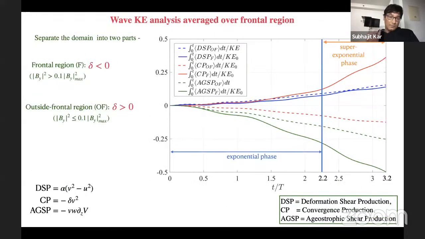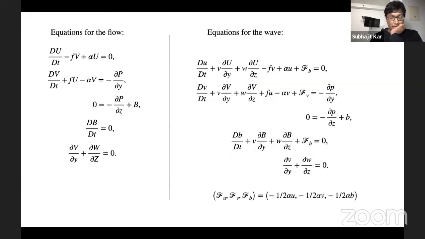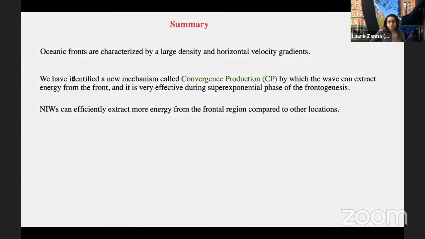Okay, so now to my summary. We have seen that these fronts are characterized by large density and horizontal velocity gradients, and we have identified a new mechanism, which we call convergence production, through which the wave is able to extract energy more efficiently during the super exponential phase. The wave was also able to extract more energy in the frontal region compared to the non-frontal region. Okay, thank you very much.